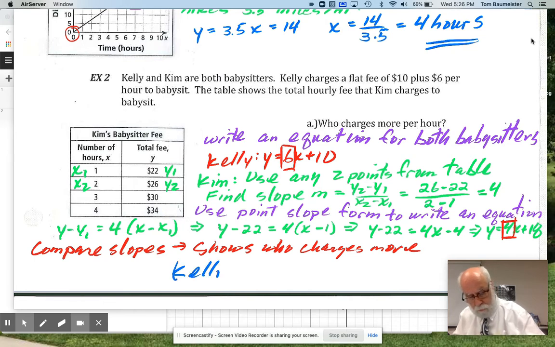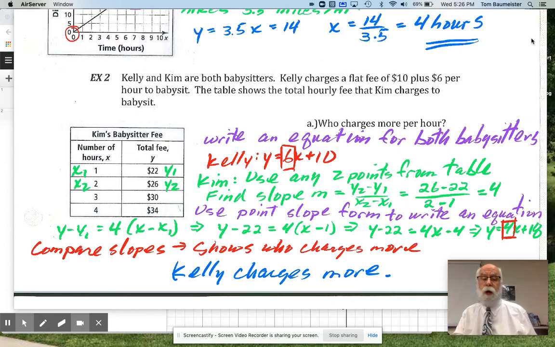Kelly charges more. Again, because we were talking about per hour. All right. If you look at it, Kim actually charges more at the beginning. Kelly only charged 10 for stopping at your door. Kim would charge you 18.